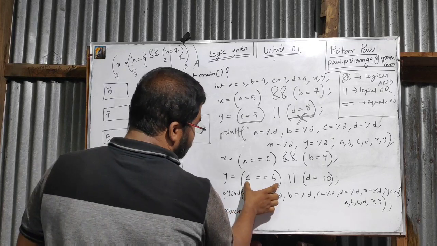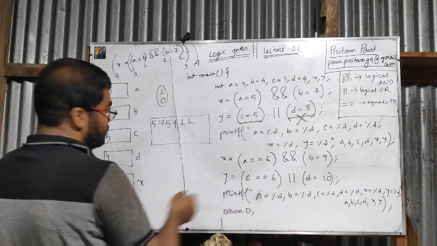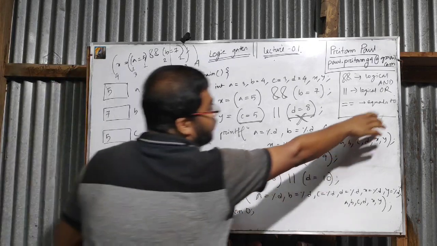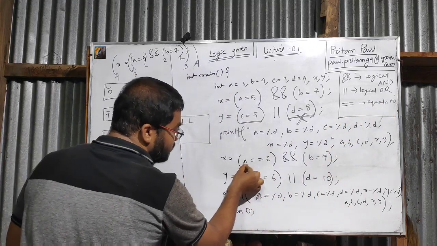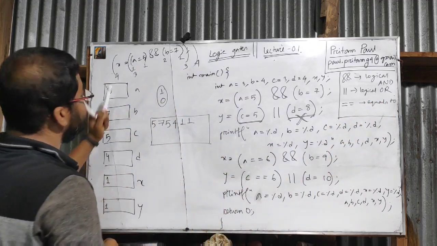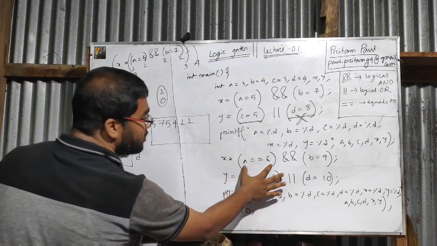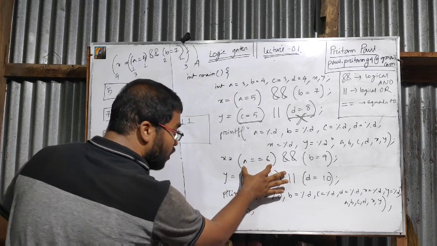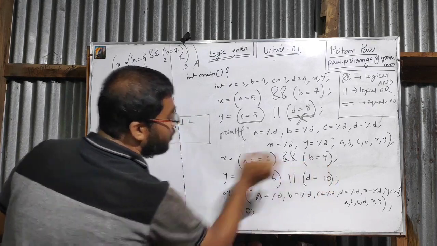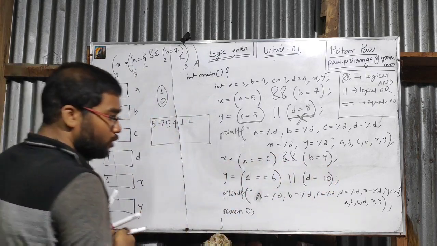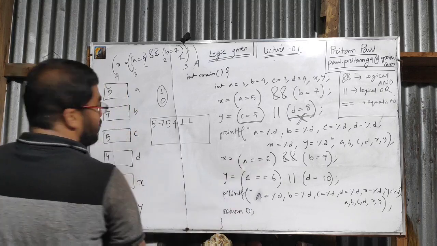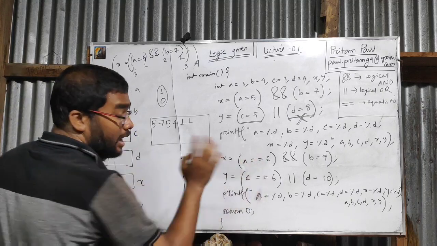Now again a equal 6. Equal means equal to. It will check whether this value and this value are the same or not. A is 5. Is 5 equal to 6? No, that means this is a false value. If it is false, the compiler won't go to this section according to AND gate logic, which I have taught you.